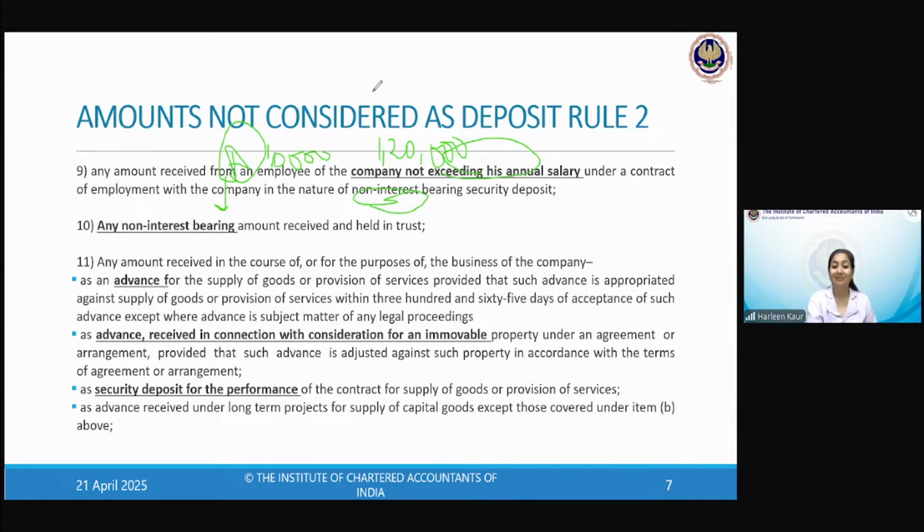That's wonderful. Correct. Anushka, Soumya, very good because we have exceeded the annual salary. So if you're not exceeding the annual salary, then it is not a deposit. But if you're exceeding the annual salary, then it will be considered as a deposit.